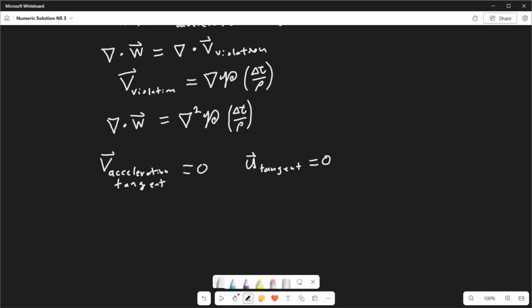So since the U vector tangent at any time equals 0, that means U at T, which is part of the computation for W, equals 0. So the W vector tangent is going to equal 0. No, actually, it's not going to equal 0. What it's going to equal is entirely the violation. The W vector tangent equals V vector violation.